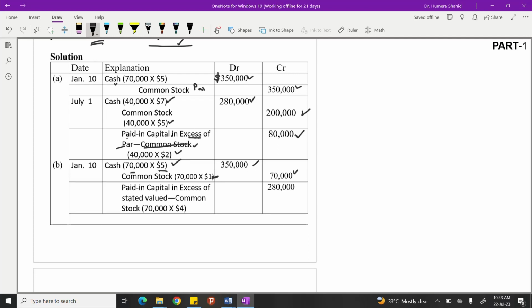So let's compare again. Issue price is $5, but the stated value is $1. So how much excess? $4 excess. Okay. So common stock gets credit because of $1 stated value. Now paid in capital in excess of, don't write here par value. We have stated value. So stated value, common stock. How much was the excess? $4 for each share. So that is 280,000.